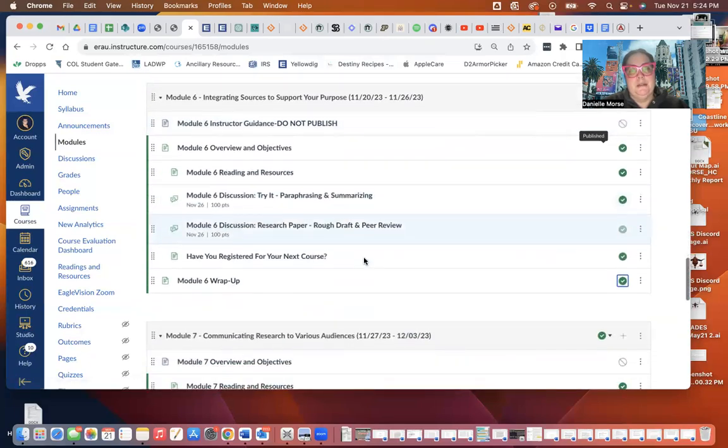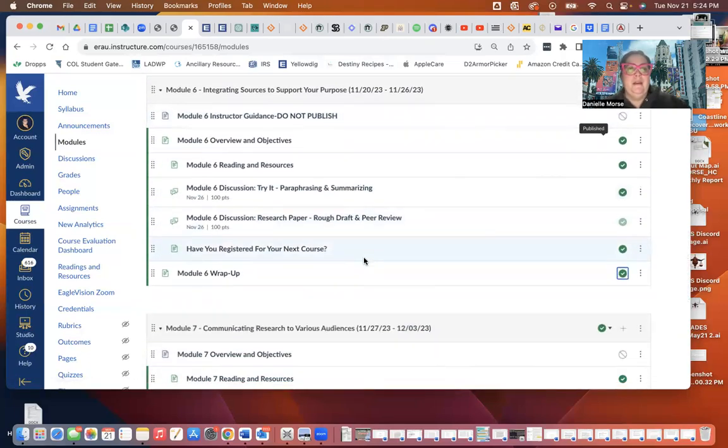So moving on to Module 6 this week. The week is titled Integrating Sources to Support Your Purpose. So this is such an important topic. I can't emphasize it enough. I just know that in every class I teach, almost in every single piece of feedback I give, despite the class, despite the assignment, I always have something to say about evidence integration.